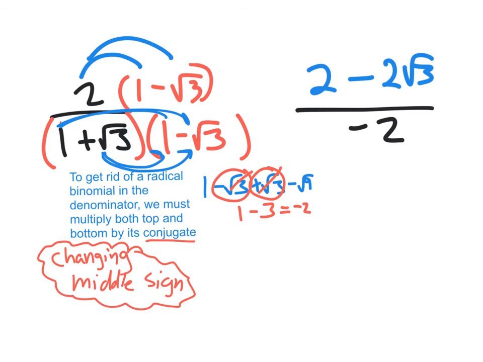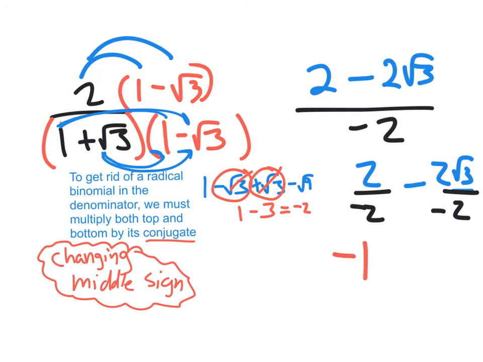Okay? So in this case, we're going to split the denominator. We're going to have 2 over negative 2 minus 2 square root of 3 over negative 2. Again, we're splitting the denominator, and 2 divided by negative 2, that's negative 1. And the negative 2 up here and the negative 2 down here, you could cancel out. And that'll be a positive square root of 3. So there's your final answer for that one.